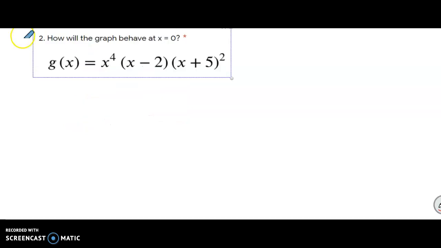Okay. Number 2, how will the graph behave at x equals 0? So first of all, you have to determine which of these gives you a root or x-intercept at 0. So we know that this one, if we were to set this equal to 0, then the root is going to be at positive 2. This one is at negative 5. And this one, this is the one at 0. Because if we were to set this equal to 0, then it would just be 0.